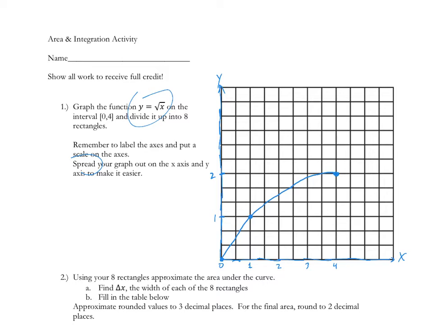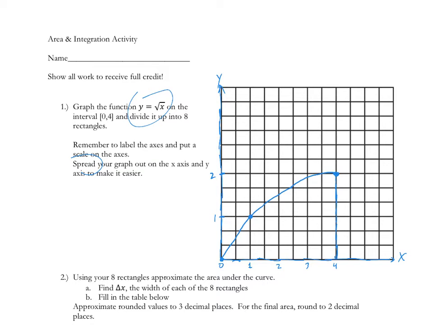Okay, and then it says graph it and divide it up into 8 rectangles, as I did in that video. So if I'm going from 0 to 4, I'll draw this line down here. That's the end of my region, and I want 8 rectangles. Gosh, good thing I skipped every other line. That should make these rectangles easy to add on.